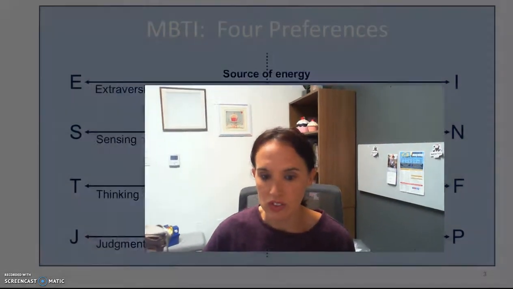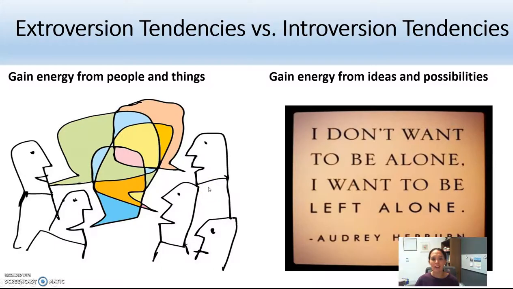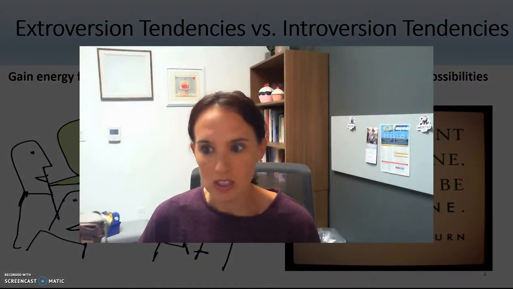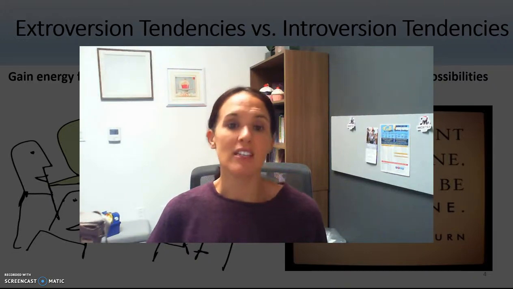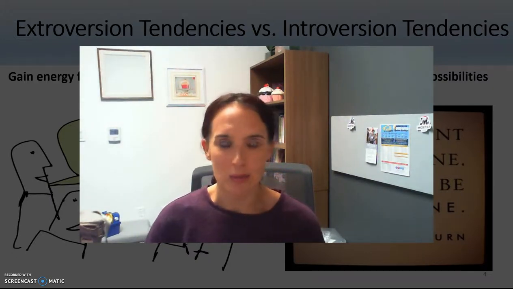So let's take a look at extroversion versus introversion. Again, where do we get our source of energy? If we have extroversion tendencies, as you can see in this quick picture, we get our source of energy from people and the outside world. Sources of stimulation, being out at shopping centers, malls, going out for the evening. Versus people who have more introversion tendencies, they gain their energy from their inner world, being with their thoughts, their ideas. That doesn't mean that they don't like to be around people, but that doesn't necessarily give them a source of energy.